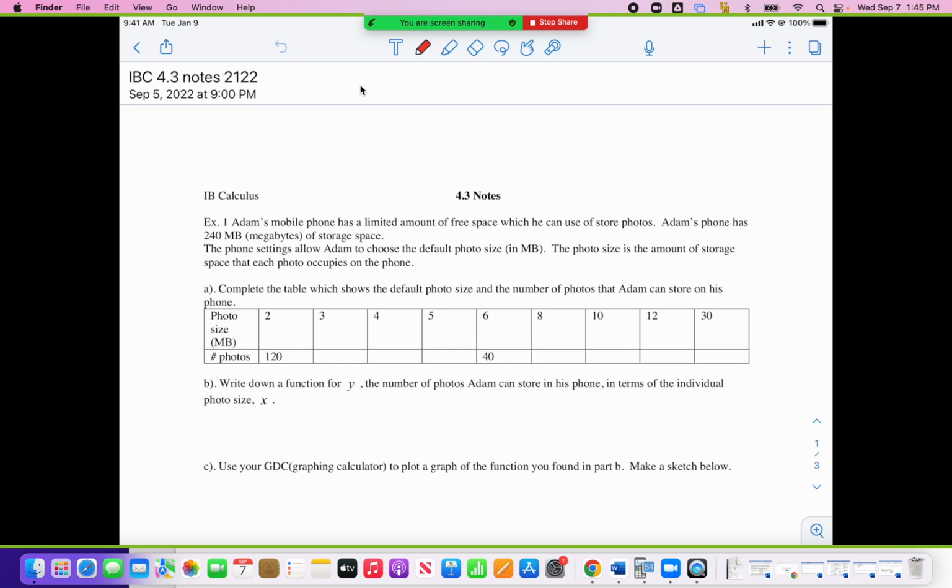Two topics. One is real world examples: where might we want to use rational functions? And then solving rational equations.